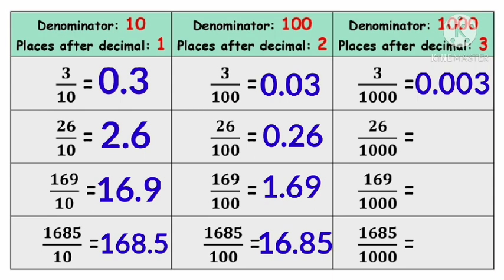Great. Now the second example. 26 by 1000. Yes, here there are 2 digits. So 1 digit less. So we will add 1 zero. So it will be written in the decimal form as 0.026. Now comes the third fraction.